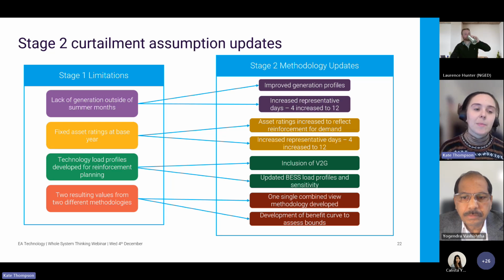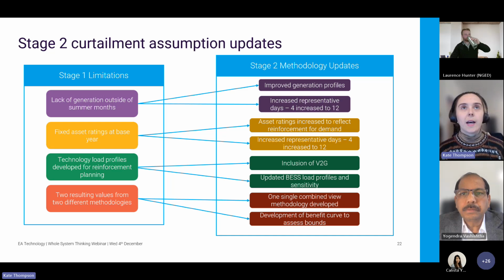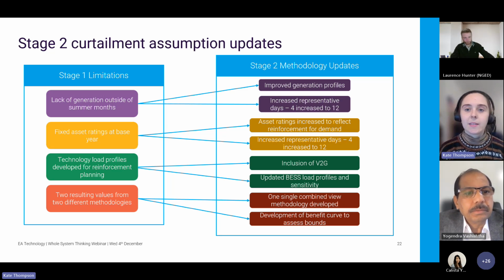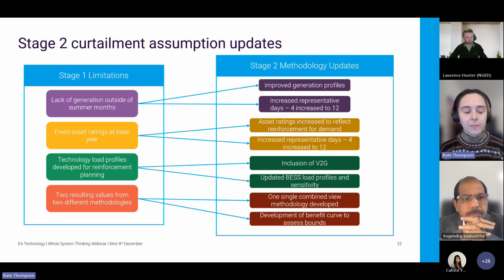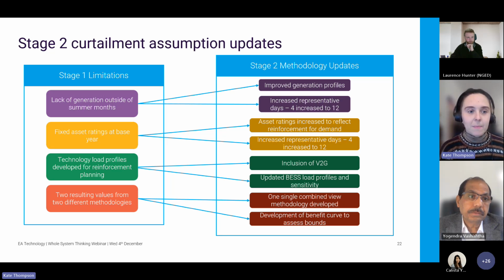So the first limitation that we saw in stage 1 was, as the GB network is a winter peaking demand-based system, the profiles that we used in stage 1 to represent our 4 representative days were profiles that are used for network planning. Now, as we're a demand peaking system, this means that generation isn't particularly considered within those profiles, and they instead are more heavily demand based. This meant that outside of the summer months, generation wasn't really considered, and therefore all of our curtailment in stage 1 ended up being constrained to the summer months.